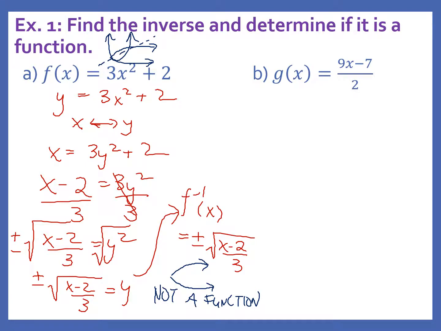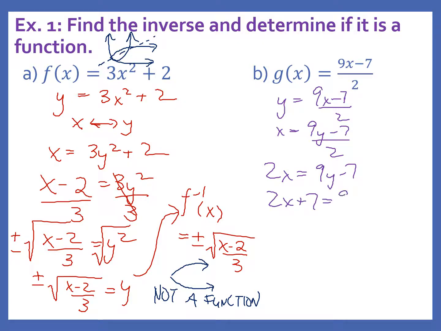Part B, so change g of x to y. 9x minus 7 over 2. Switch x and y. x equals 9y minus 7 over 2. Go through some steps, cross multiply. 2x equals 9y minus 7. 2x plus 7 equals 9y. Divide both sides by 9. And we have f inverse of x equals 2x plus 7 over 9.